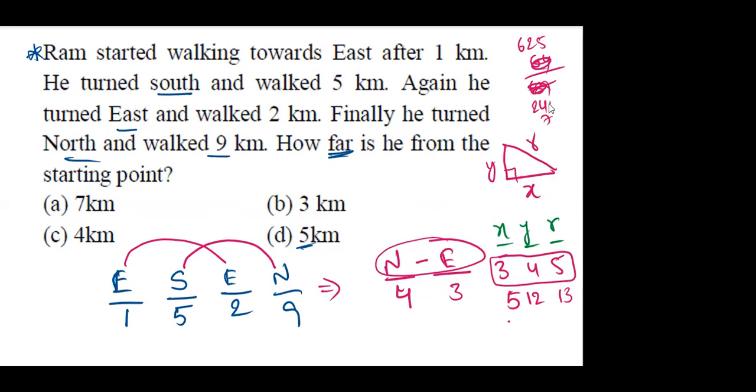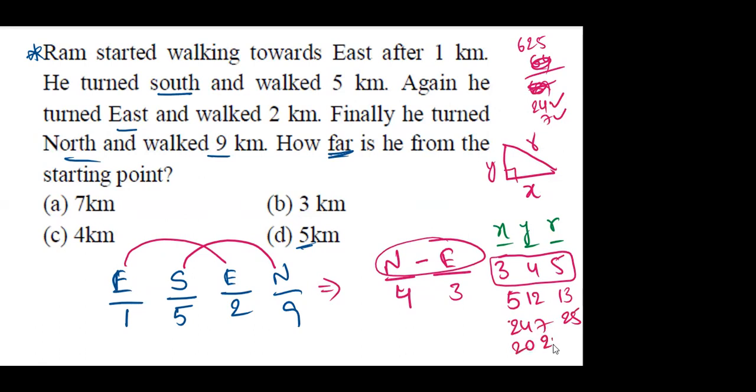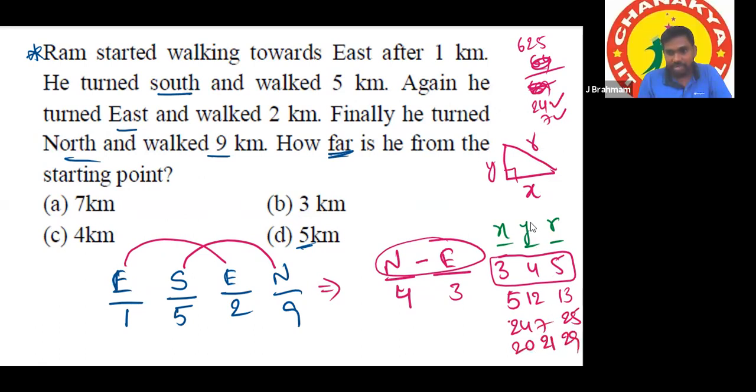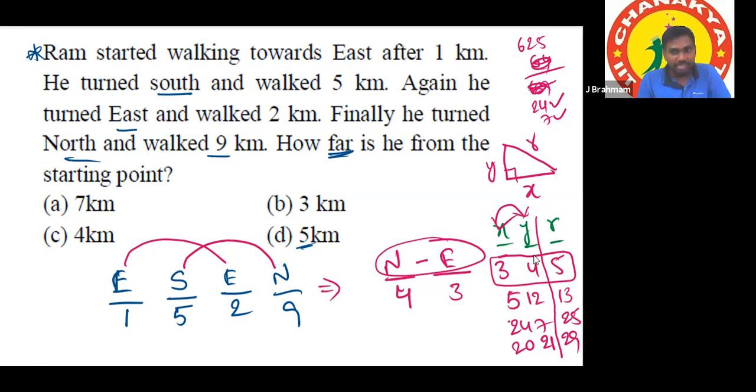Sir, 20, 21, 29. 576 and 49 is 625. 24 and 7 will be 25. And 20 and 21 will be 29. Correct. So you can interchange x and y, but we should not interchange r. R is separate, the hypotenuse. 3 and 4 result in 5, not 4 and 5 resulting in 3, or 5 and 3 resulting in 4. Okay, so in your free time, try to practice these things.